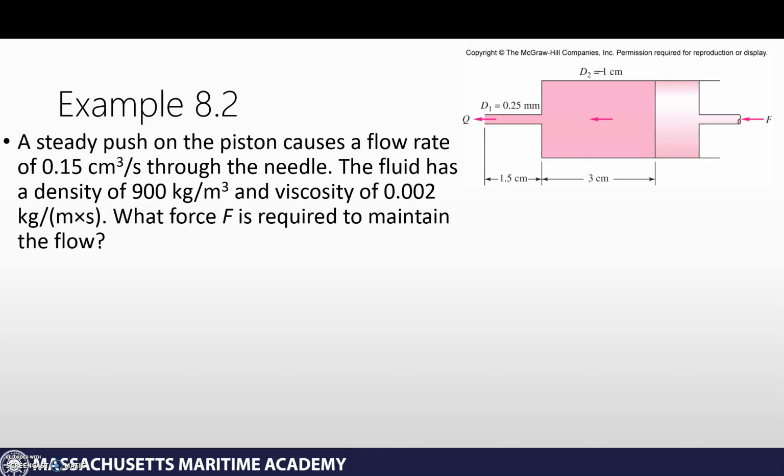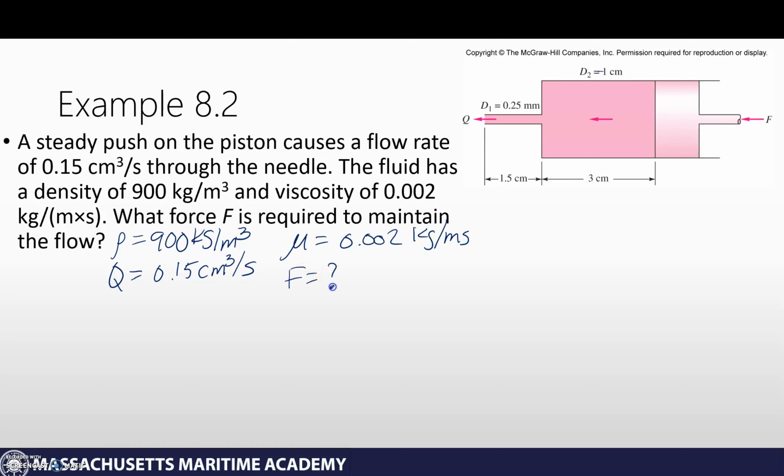So let's take a look at this, and the first thing is, let's just quickly write down what we know. I know the density is 900 kilograms per cubic meter. I have a flow rate of 0.15 centimeters per second, and I have a viscosity of 0.002 kilograms per meter second. So I look at this, what am I trying to find? I need to find the force.